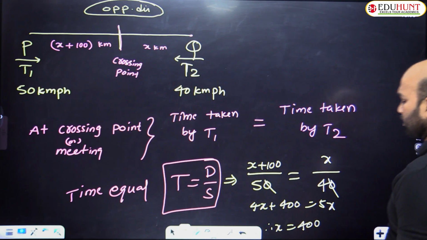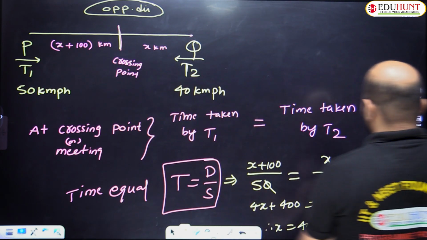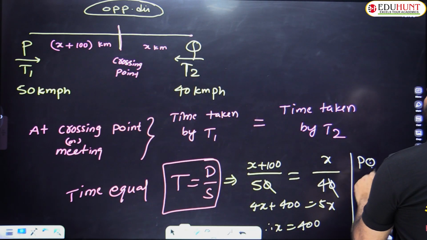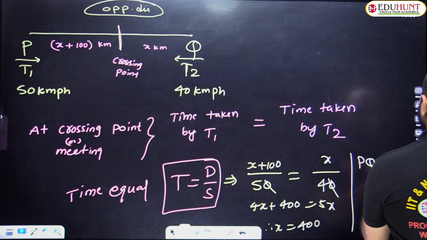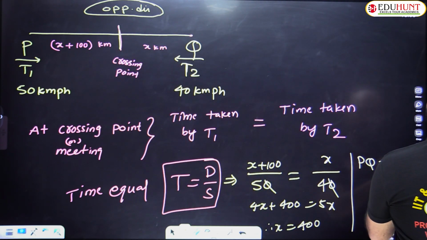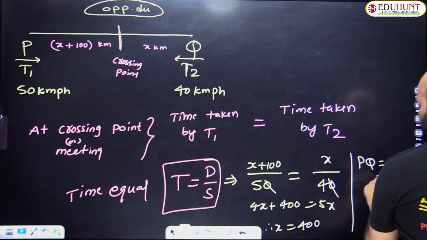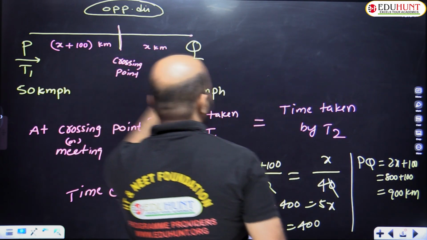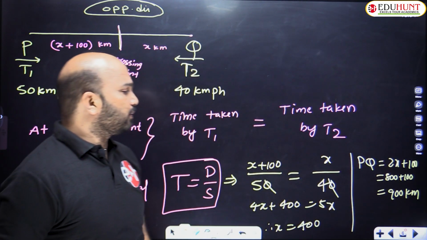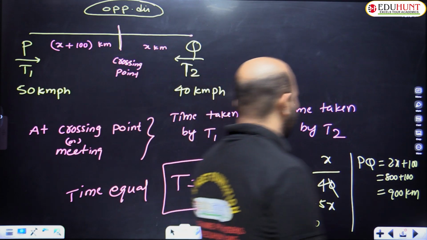But the question asks for the total distance between P and Q. So what is the PQ distance? x plus 100 plus x, nothing but 2x plus 100 kilometers. The x value we already got is 400, so 2 into 400 is 800, plus 100. The total will become 900 kilometers. Am I clear? So 900 kilometers is the right answer.